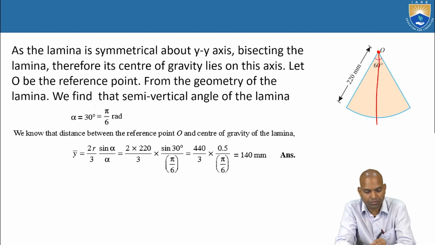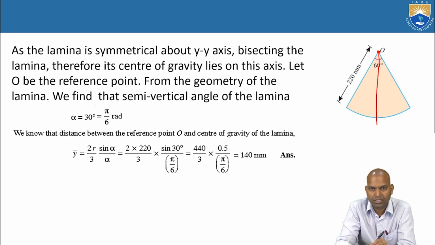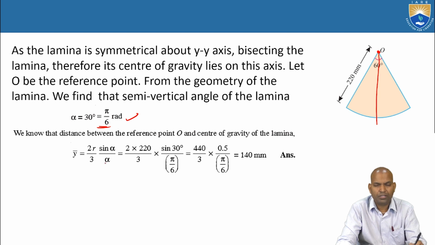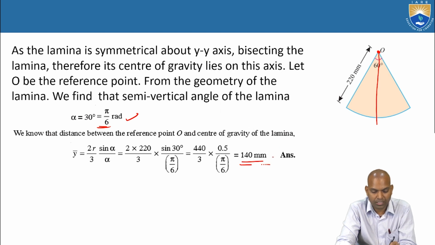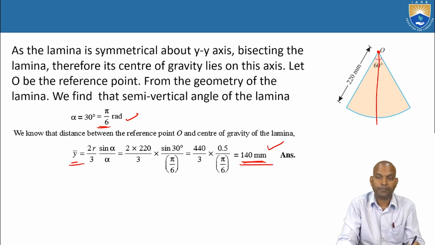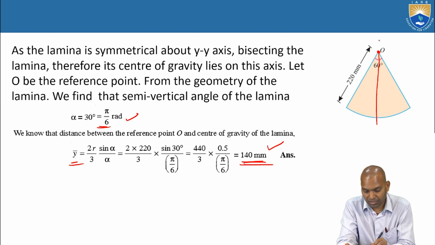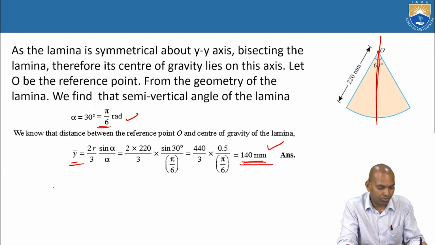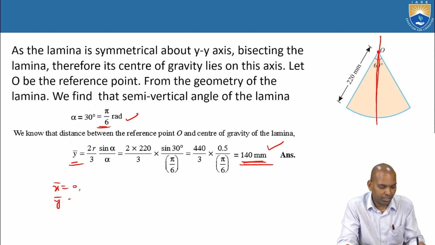2 alpha equals 60 degrees, so alpha equals 30 degrees, which is pi by 6 radians. Substitute here, it is very simple. 2 times r, where radius is 220 millimeters: 2 times 220 by 3 times sine 30 by pi by 6. Then bar y becomes 140 millimeters. So bar x equals 0 and bar y equals 140 millimeters.